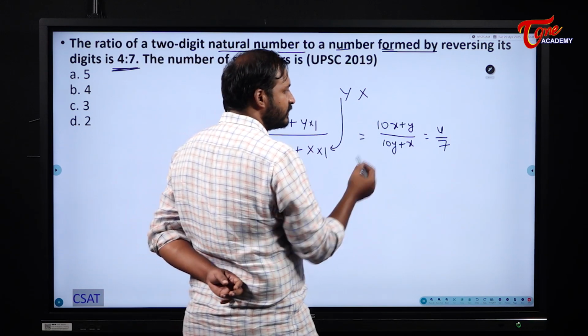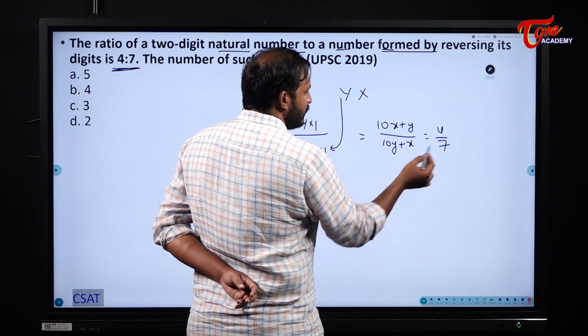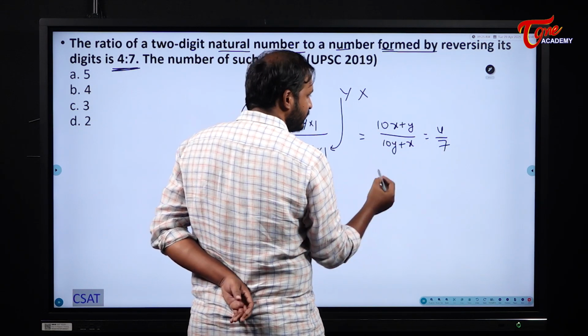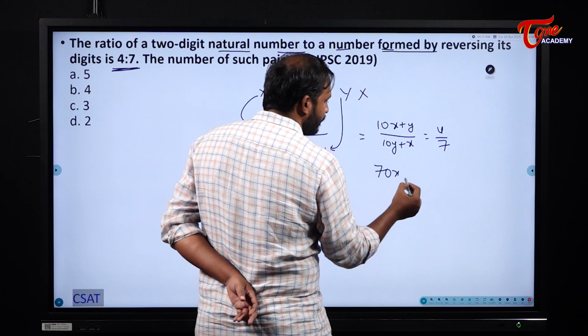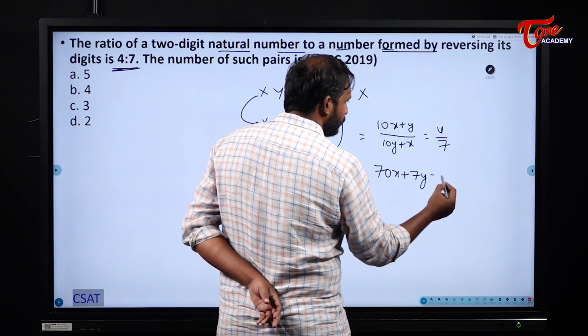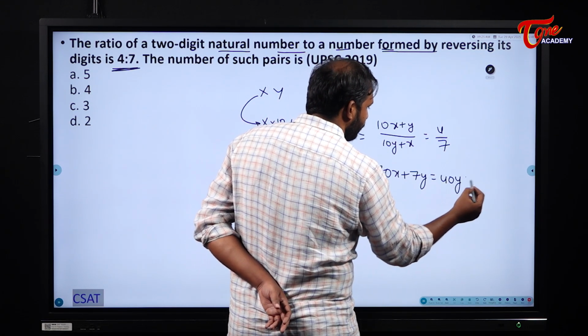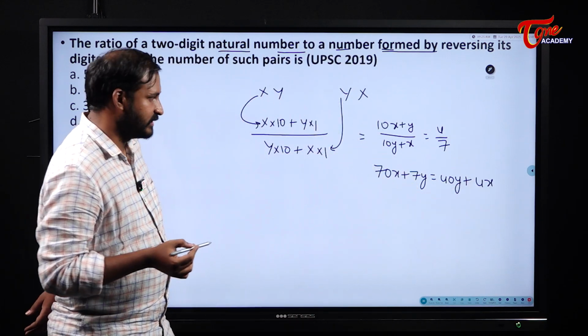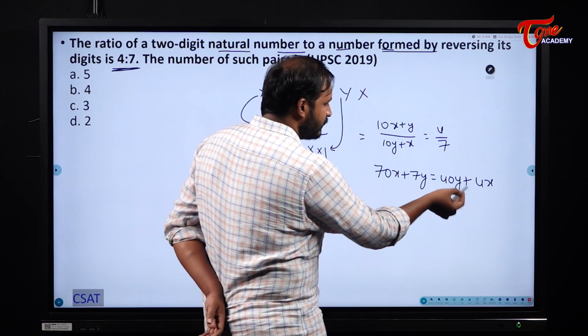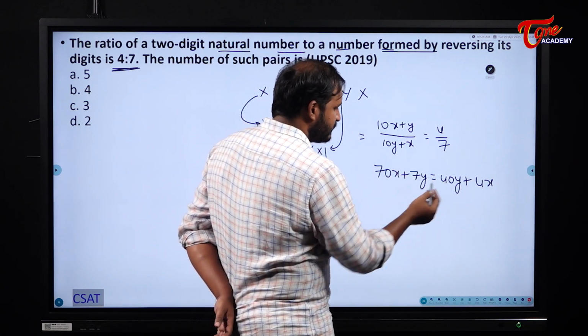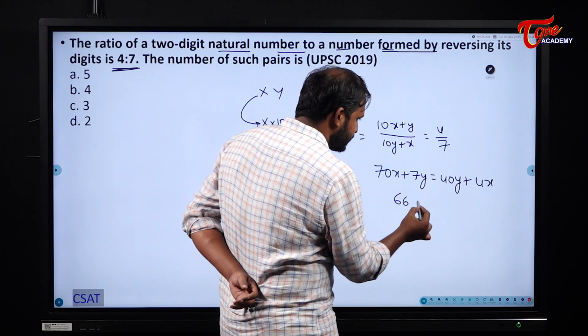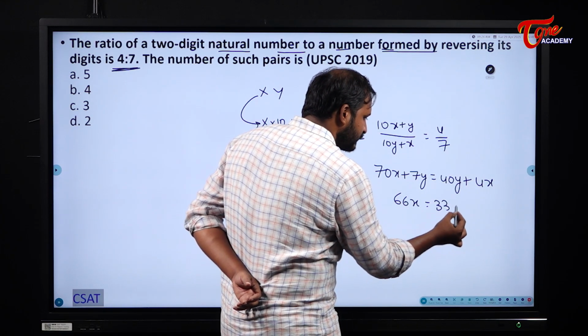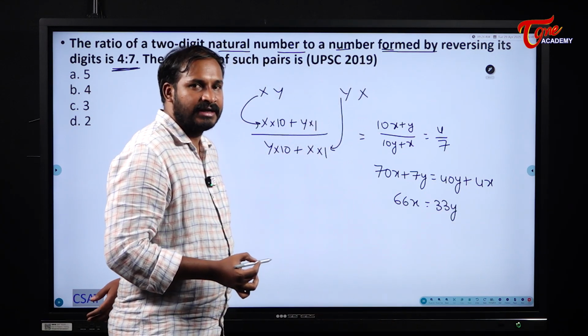Now please observe here, students, what I will get. If I cross multiply these things, 70x plus 7y is equal to 40y plus 4x. Now if I send that to this side and this one to that side, 66x is equal to 33y.